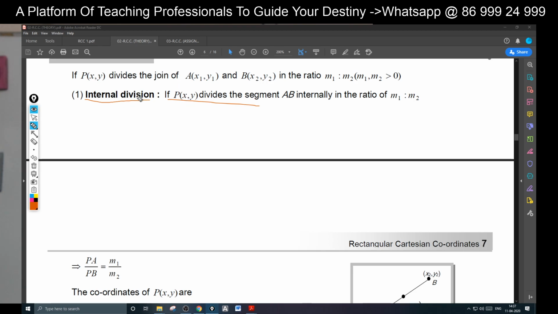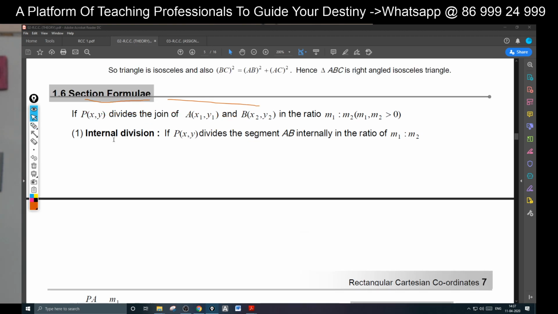This is section formula. Section formula. Respond, please.